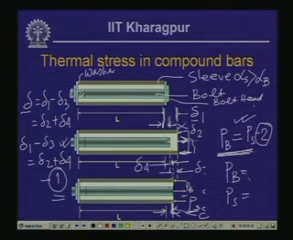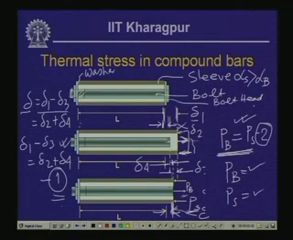So, we can evaluate values of Pb and Ps which are in terms of alpha, delta t, the length, and of course, the cross sectional area of the members and the modulus of elasticity of the material that is being used. Once we know the values of Pb and Ps, we can compute the stresses in the member, and we can compute the final value of delta, which equals delta 1 minus delta 3 or delta 2 plus delta 4, which gives the final deformation in the whole assembly.